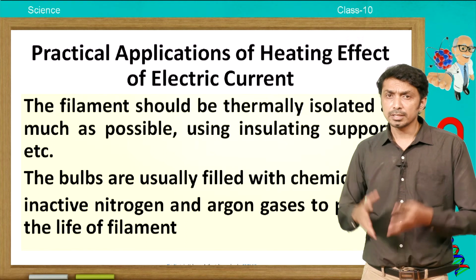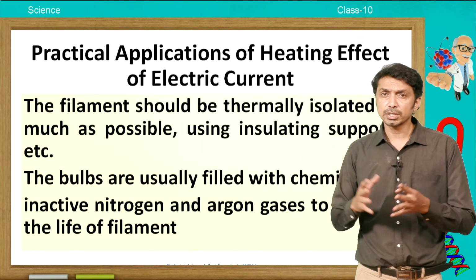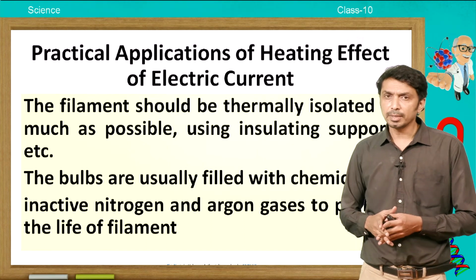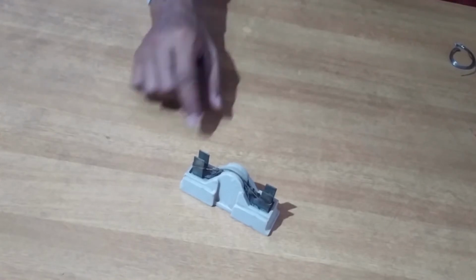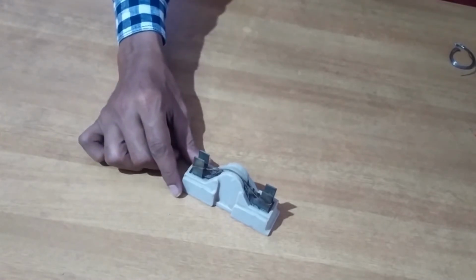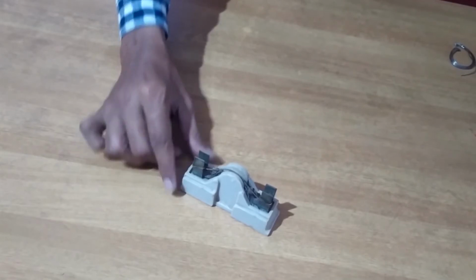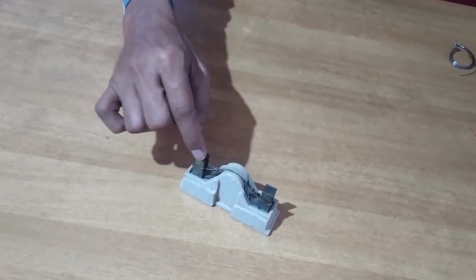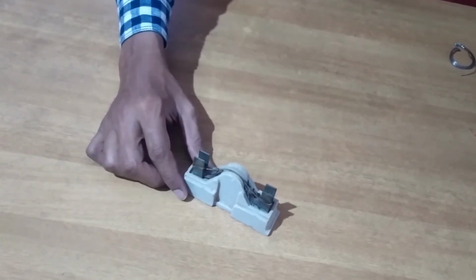Children, there is one more interesting application of the heating effect of electric current. In order to find out, come, let us have a look at this activity. Children, I am asking a question here. Have you seen this very important equipment? Yes, this is a fuse. Now, do you know there is a wire inside it? Yes. What is it made of?